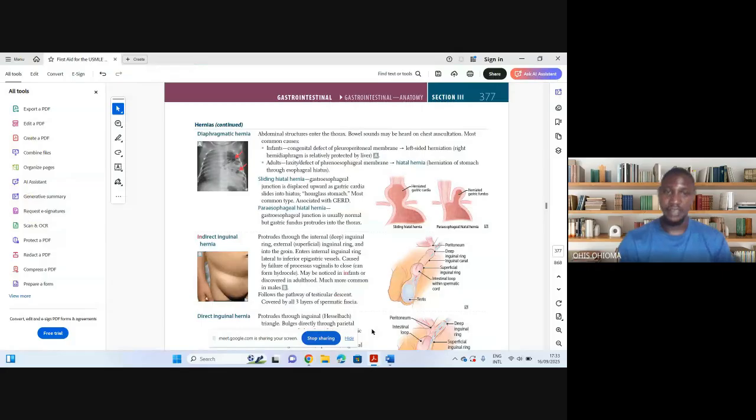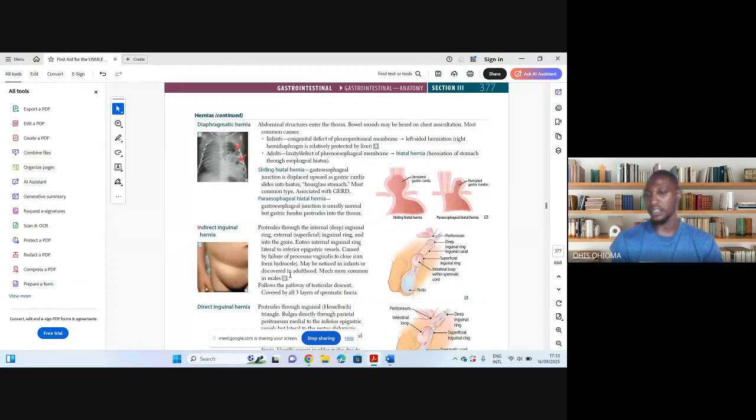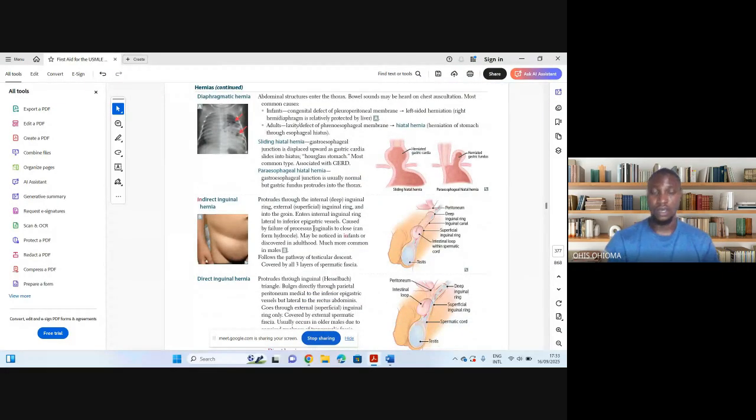Now, I mentioned indirect and direct inguinal hernia, and I said that the indirect occurs lateral to the inferior epigastric vessels, and the direct occurs medial to the inferior epigastric vessel. What you need to know about this indirect is that it usually passes through the inguinal canal, and hence these patients tend to be much younger, right? Much younger, because when you are younger, this ligament is distensible. It's not as firm as when you are older.